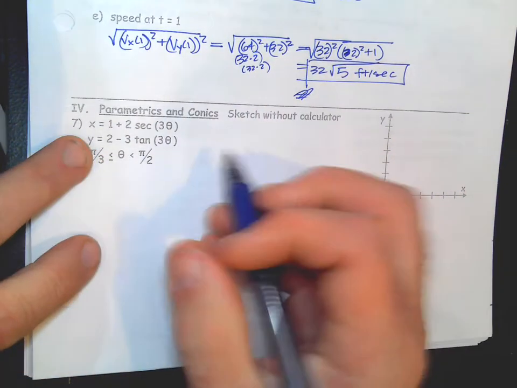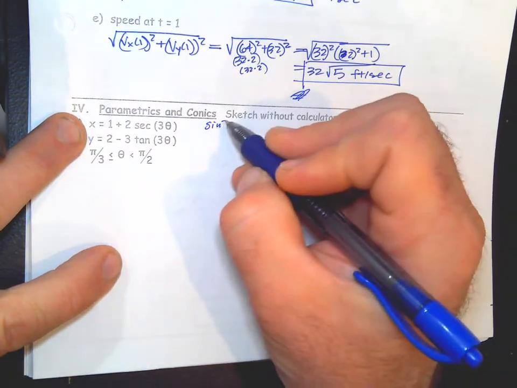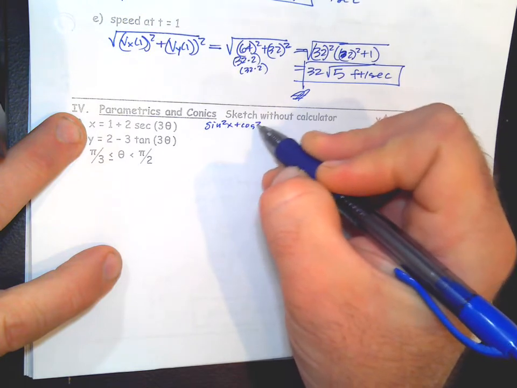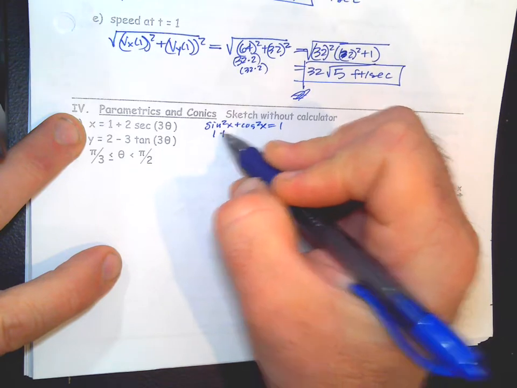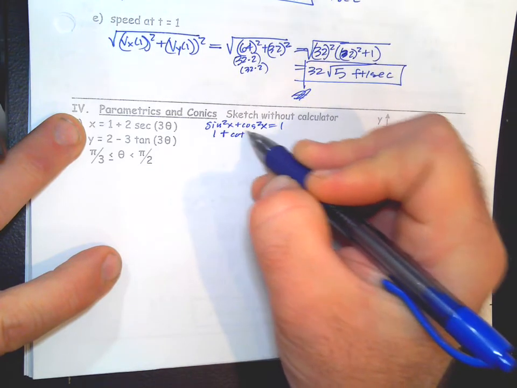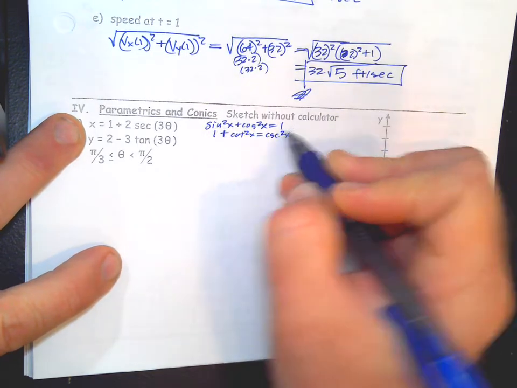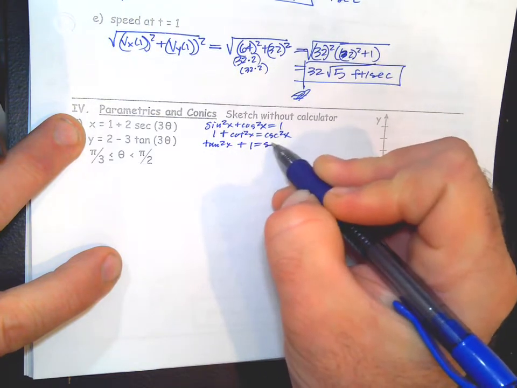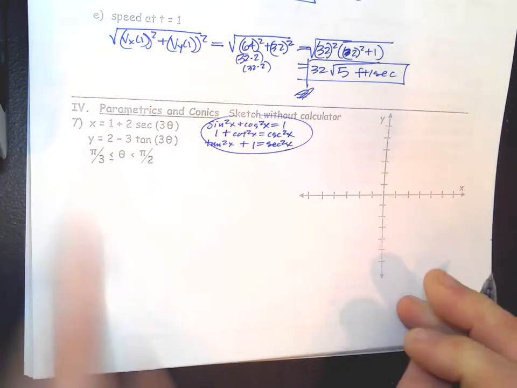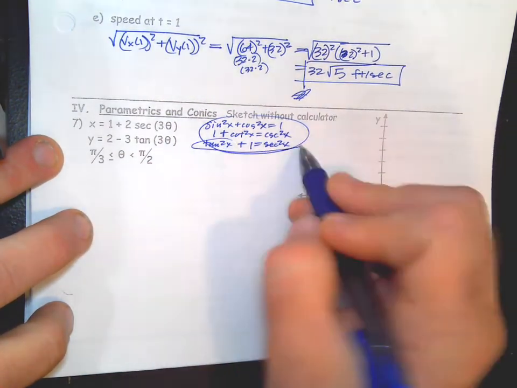Okay, parametrics and conics. So we want to recognize these different shapes. We're using the trig identities: sine squared plus cosine squared equals 1. That's the one I've memorized very easily. If I divide everything by sine squared, I get another one: 1 plus cotangent squared equals cosecant squared. Or I can divide everything by cosine squared, and I get tangent squared plus 1 equals secant squared. So you should be able to crank these out. The one we're going to use here is probably the one with secant and tangent.